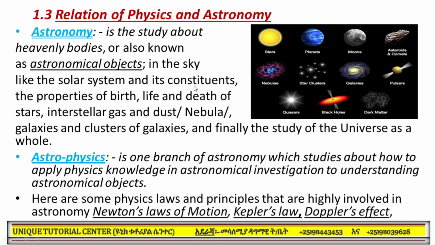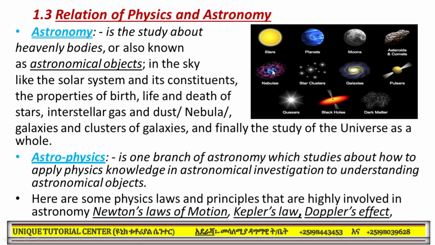So in the sky, like the solar system, we have different solar systems, including our solar system and its constituents. What is there in the solar system? The properties of the birth, life, and death of stars. How are stars born? How do stars grow? And what will be the end of the stars? What will be the days of the stars? Interstellar gas and dust, like nebulae.